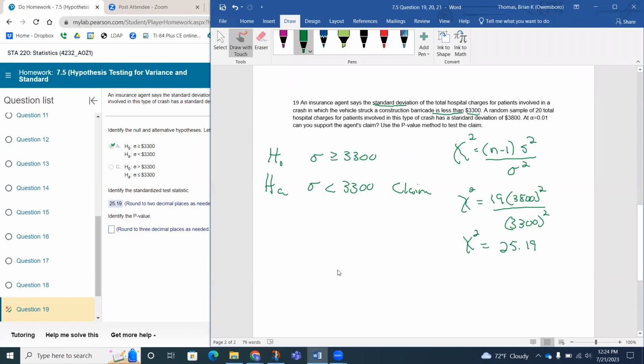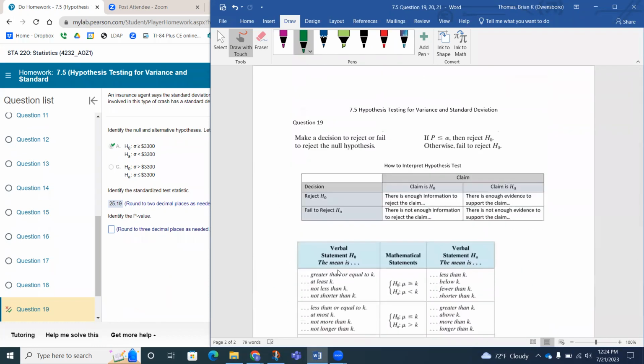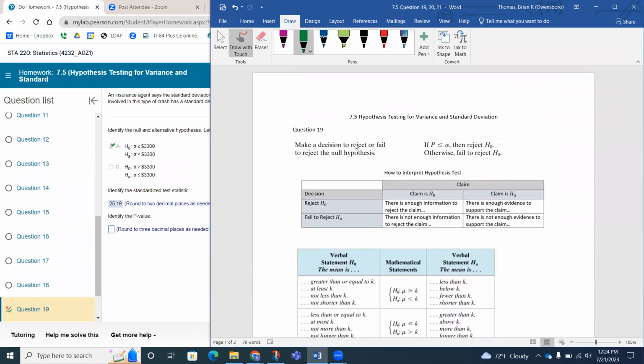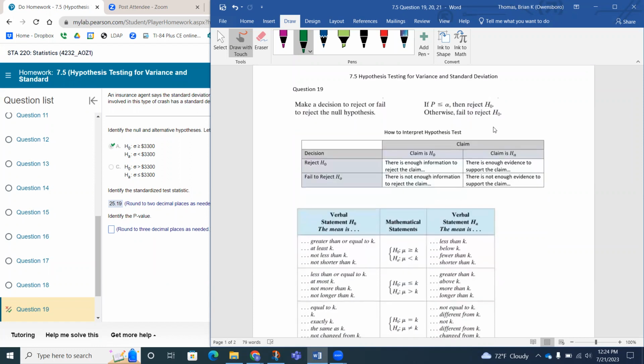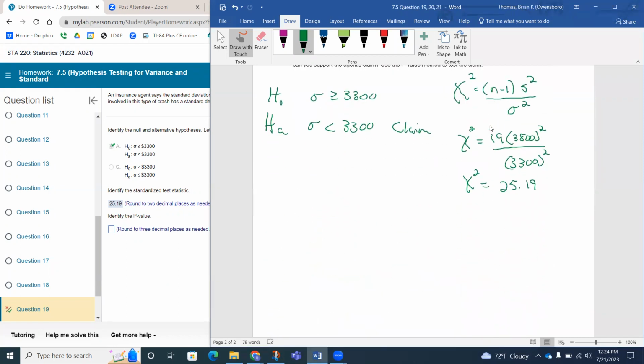Now, the thing about the p-value is this. If we go up here a little bit, I have some notes. When I'm making a decision to reject or fail to reject a null hypothesis, if the p-value is less than or equal to the level of significance, then we reject H0. Otherwise, we fail to reject H0. So this is compared always to the null hypothesis. So we will make a note that if p is less than or equal to alpha, we're going to reject H0. If p is greater than alpha, we're going to fail to reject H0.